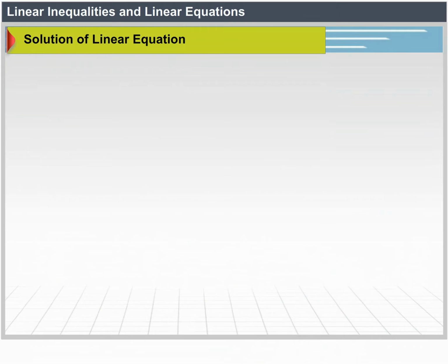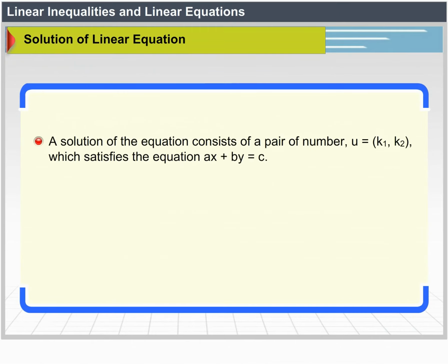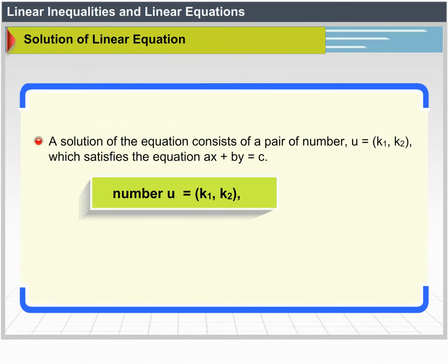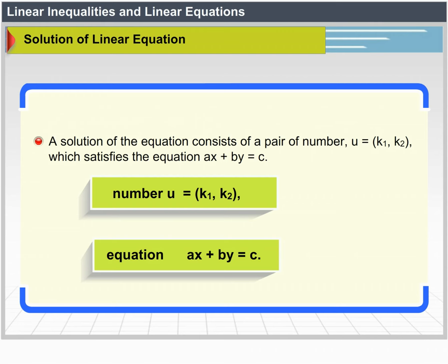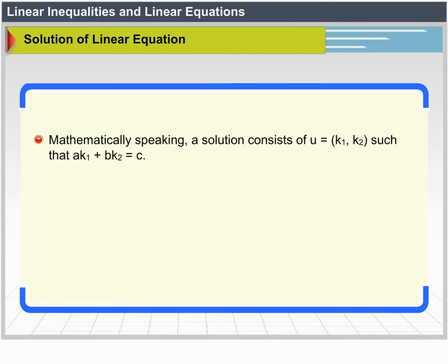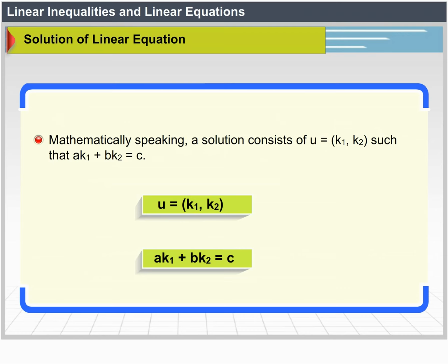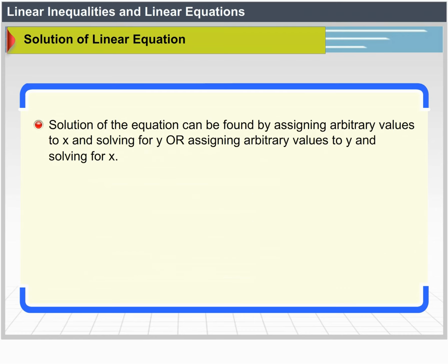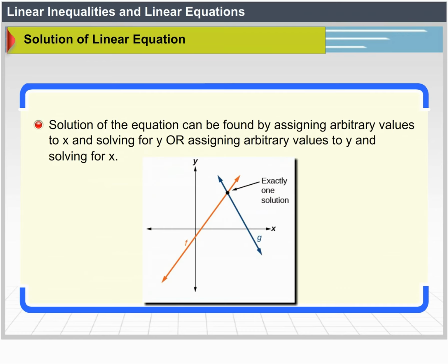Solution of a linear equation. A solution of the equation consists of a pair of numbers u equal to (k1, k2), which satisfies the equation ax plus by equal to c. Mathematically speaking, a solution consists of u equal to (k1, k2) such that a k1 plus b k2 equal to c. A solution of the equation can be found by assigning arbitrary values to x and solving for y, or assigning arbitrary values to y and solving for x.